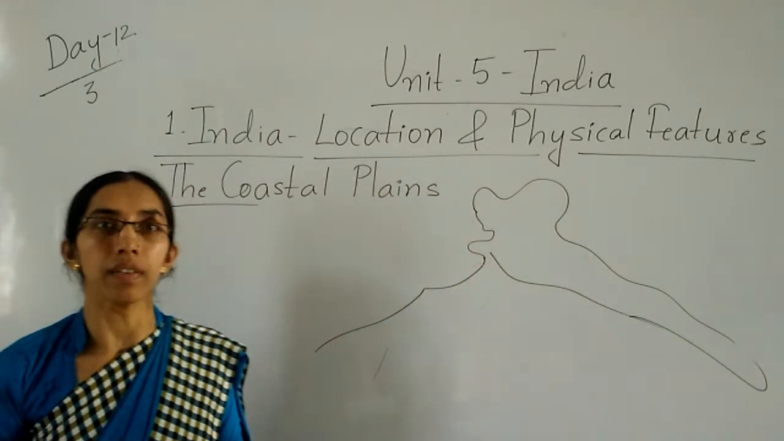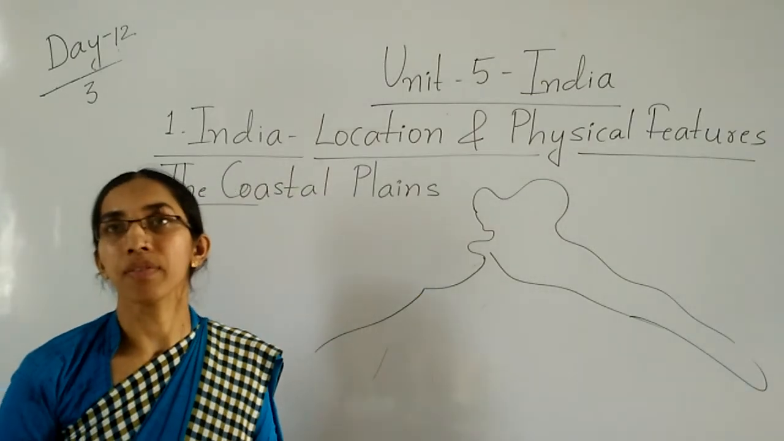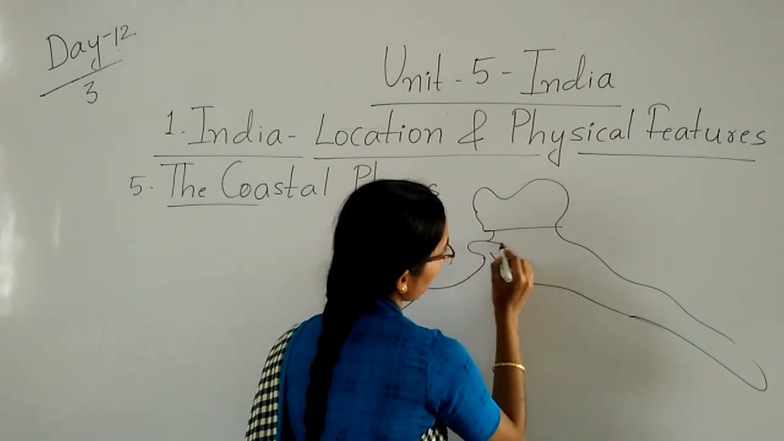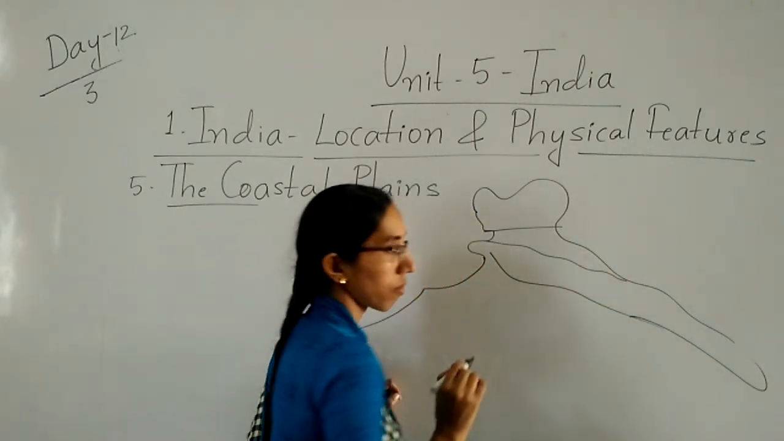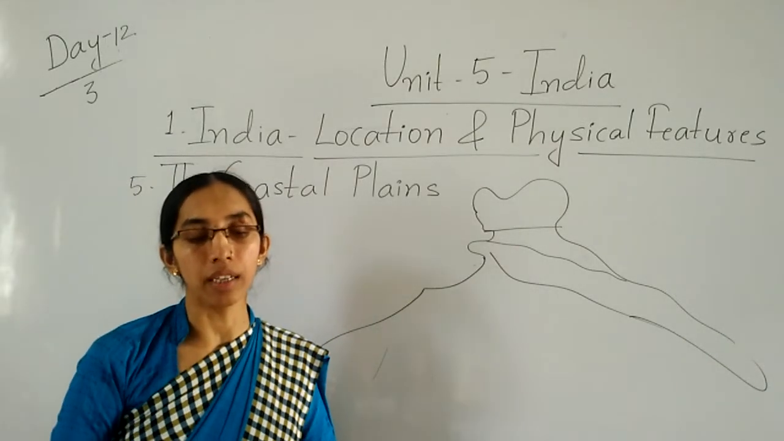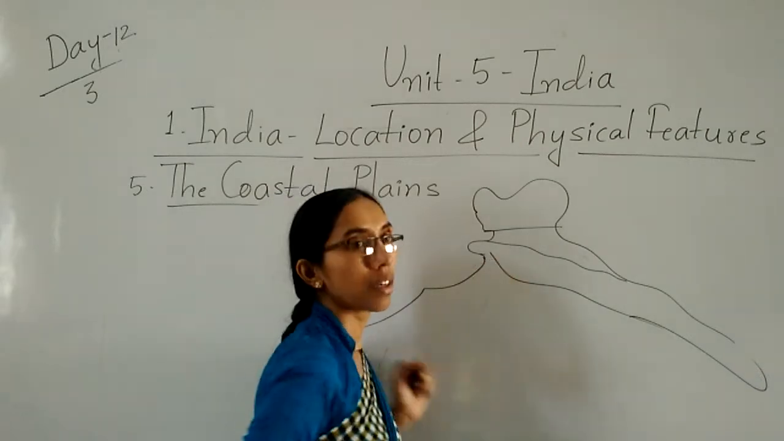The Himalayan region is divided into three parallel ranges. The first one is the Greater Himalayan, the next one is the Middle ranges, and finally the third one is the Shivalik.